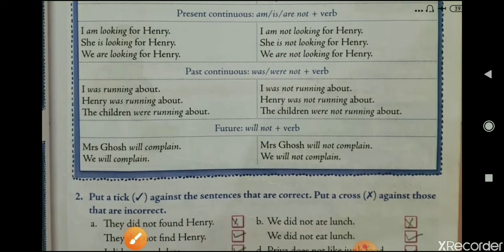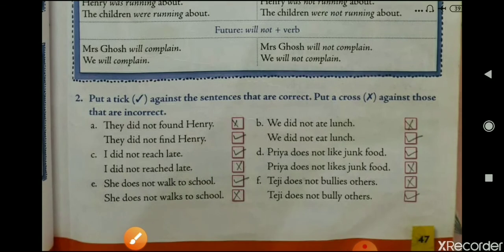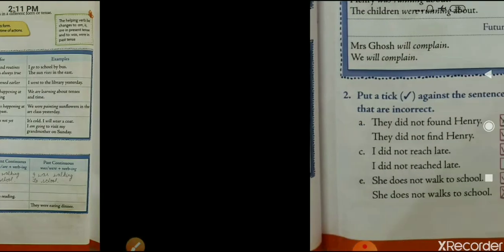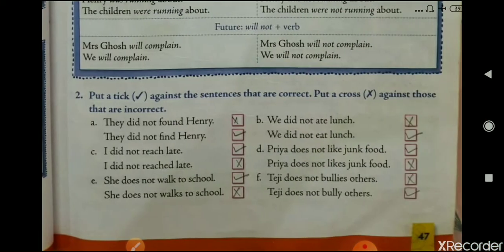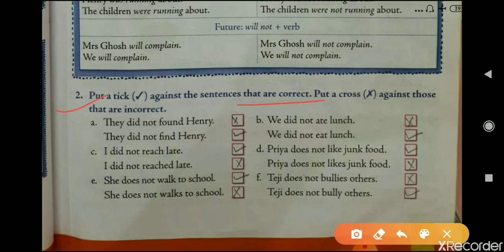Now let's move to our exercise part. I hope all of you got this. Now exercise: put a tick against the sentences that are correct. Put a cross against those that are incorrect. They did not found Henry. They did not find Henry. So this is wrong and this is the correct one.